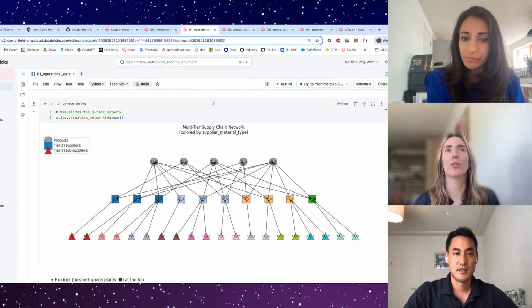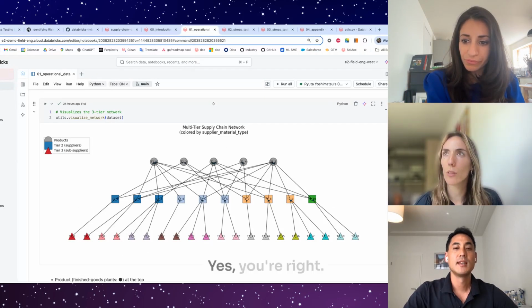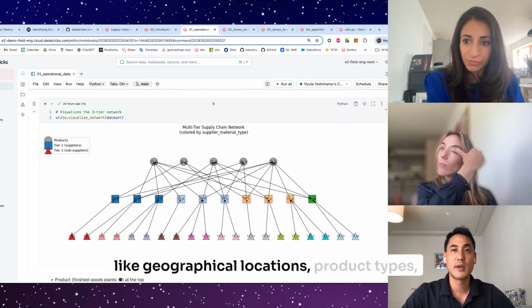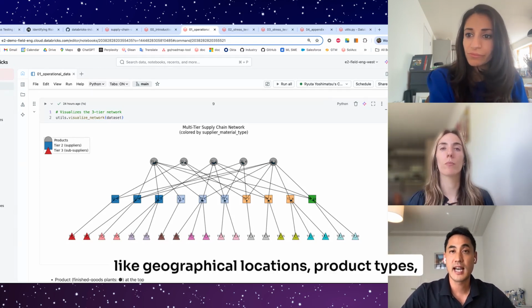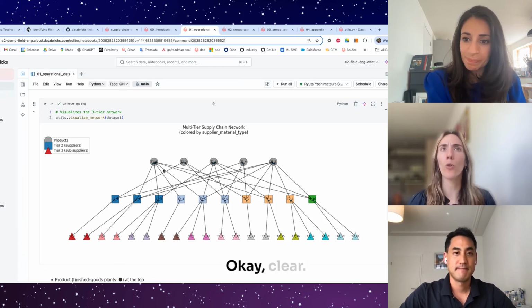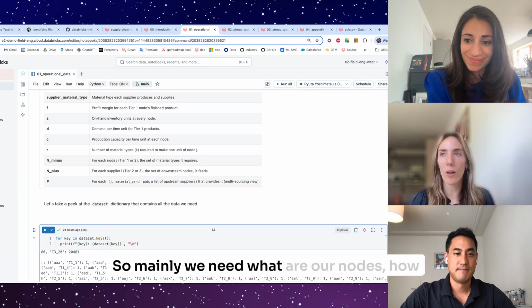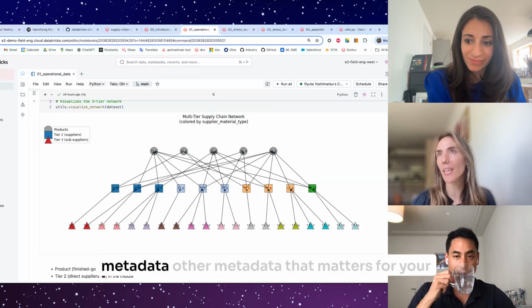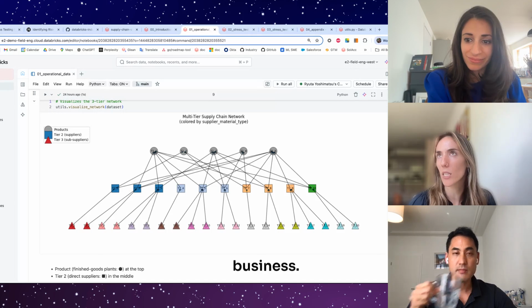Okay, sounds good. So it's more metadata on the node. Yes, you're right. And this metadata can also include things like geographical locations, product types, supplier types, and so on and so forth. Nice. Okay, clear. So mainly we need what our nodes are, how they are connected, and how much, and any other metadata that matters for your business.